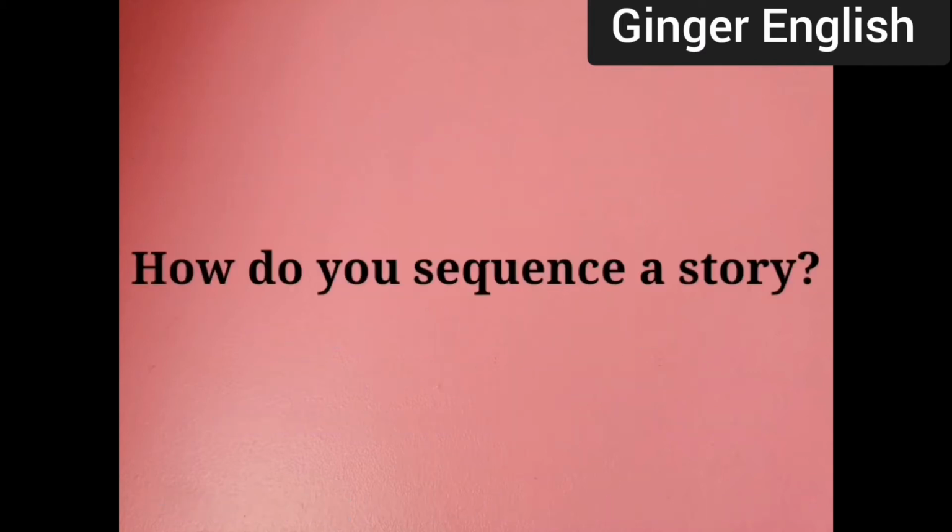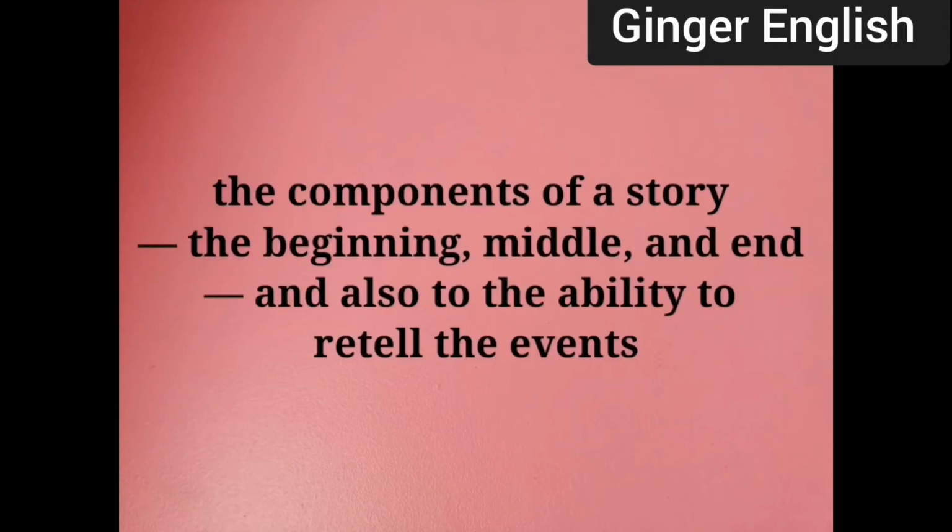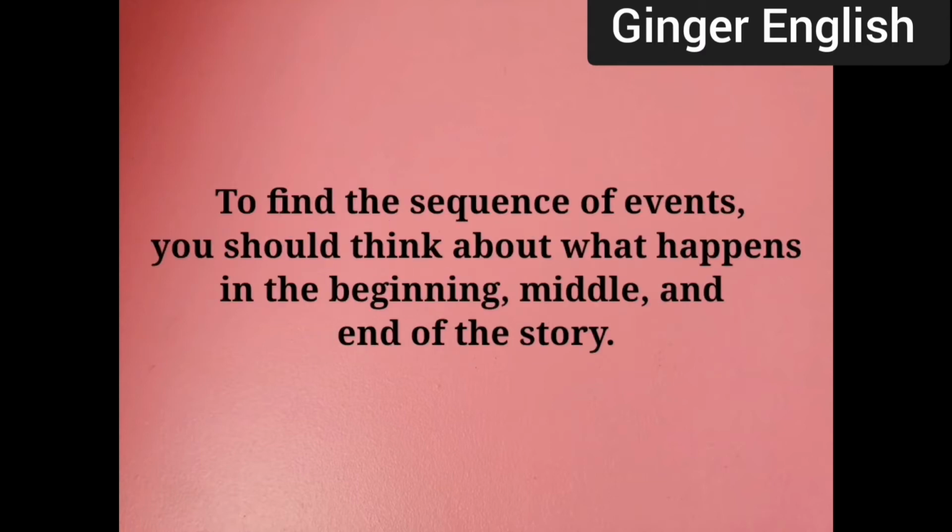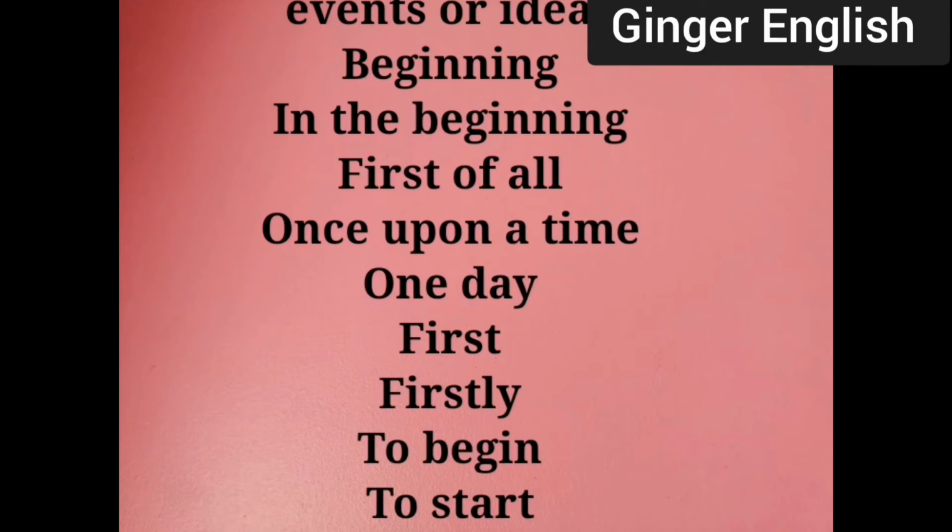How do you sequence a story? Sequencing refers to the components of a story, the beginning, middle, and the end, and also the ability to retell the events, and how we can arrange the events in the story. To find a sequence of events, you should think about what happens in the beginning, middle, and the end of the story. Here I'll tell you some transition words and phrases that are used to show a sequence of events or ideas.